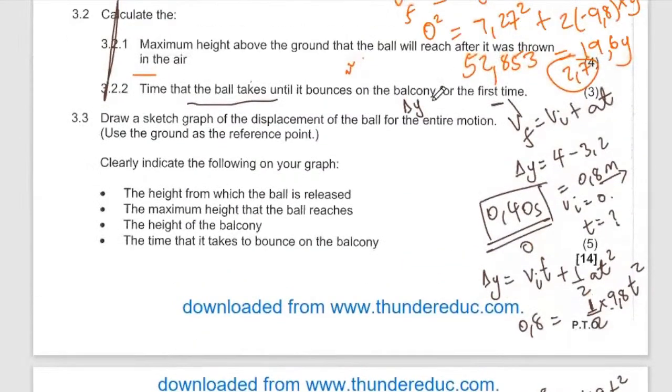Then 0.3, they want us to sketch the graph of displacement of the ball. We're using the ground as a reference point. Now, remember, with the different graphs, this is the displacement. So we're going to call this the displacement in meters. This is the time in seconds.